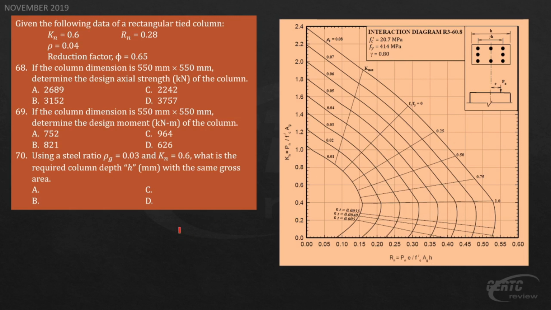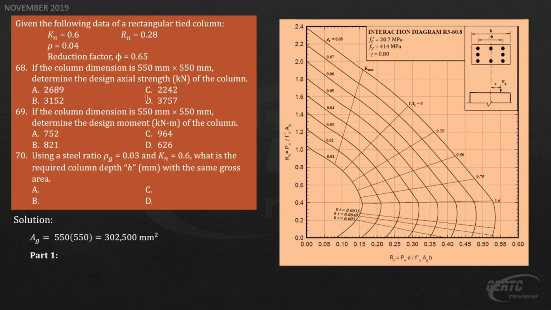So, paano to gawin? So, we have our solution. Of course, kunin natin muna yung gross area natin. So, it's 550 by 550. So, the gross area is equal to 302,500 square mm. Okay, let's have part 1.